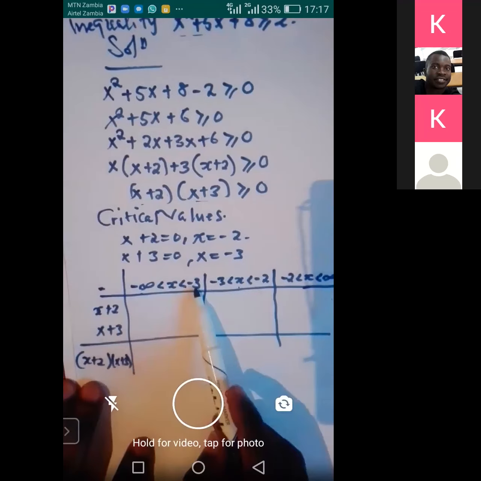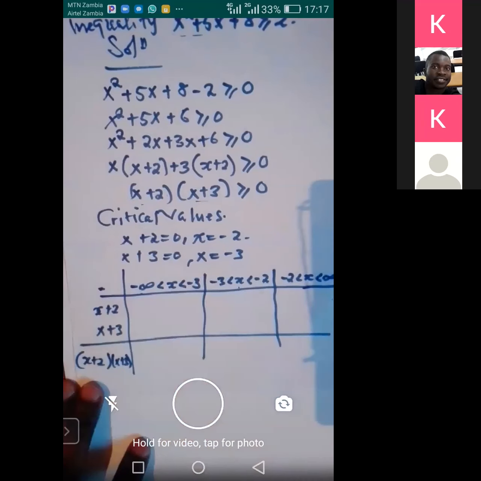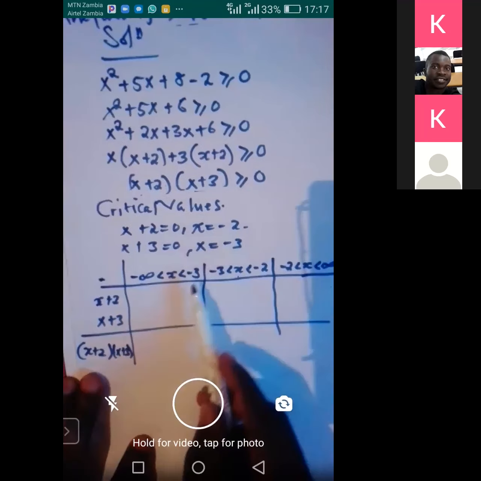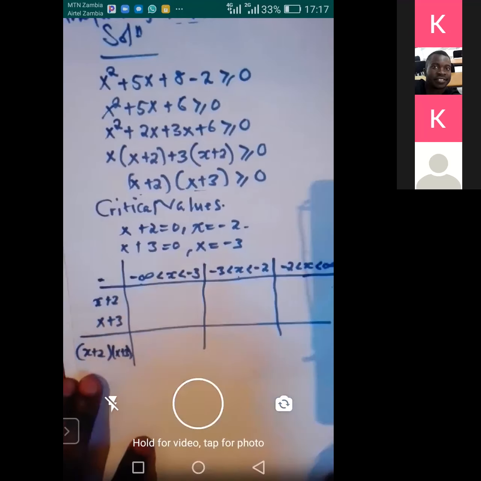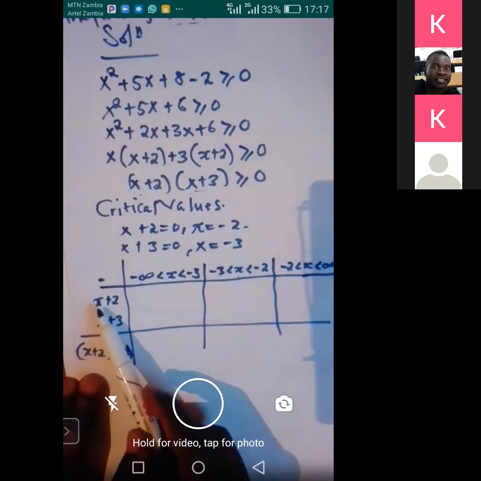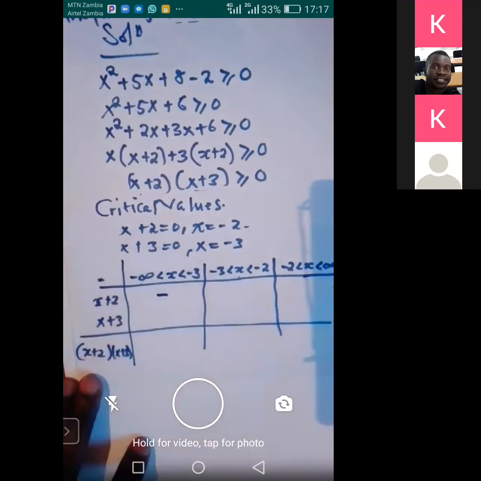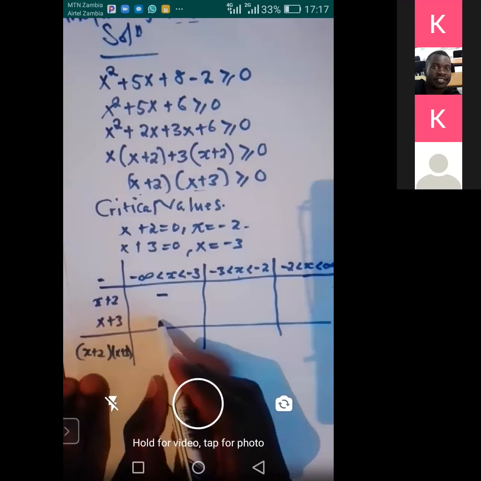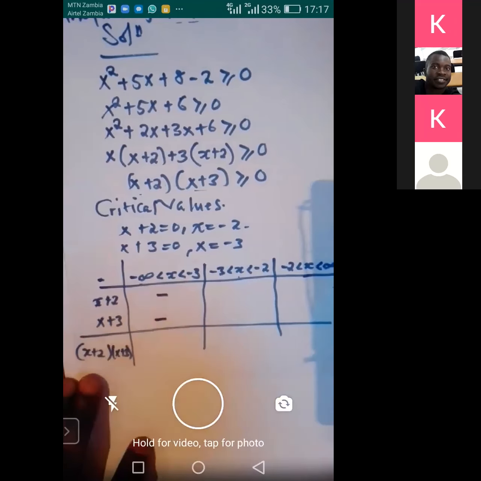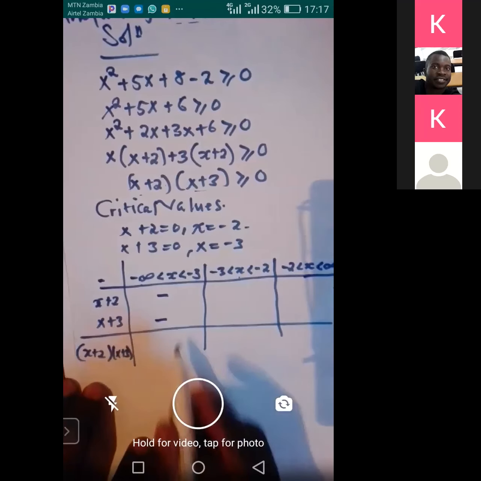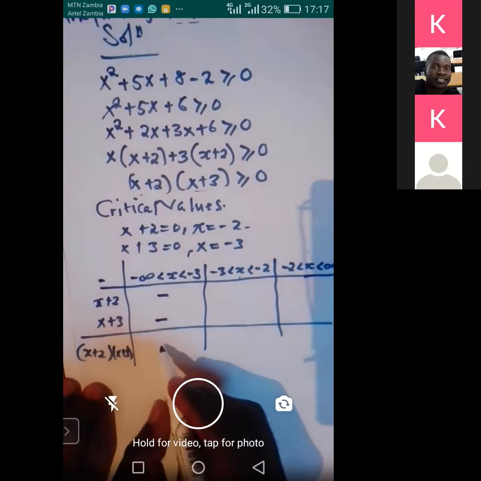Between minus infinity and -3, we are going to pick any value, which we are going to call a test value. So -3 here, we can pick -4 and plug it in there. So -4 plus 2 will give you a negative number. So in this interval, this will be negative. But the same -4 in this interval is also negative. And then we are going to multiply here. A negative times a negative number, you are going to get a positive number there.